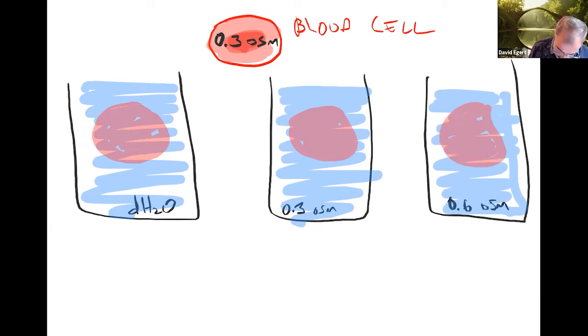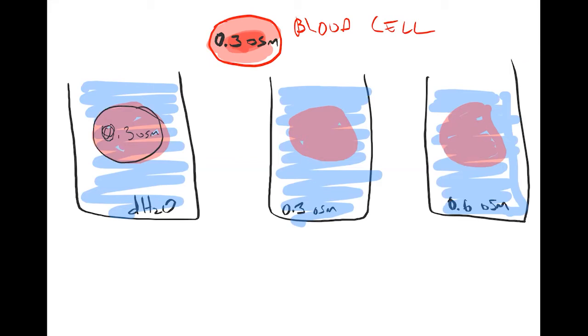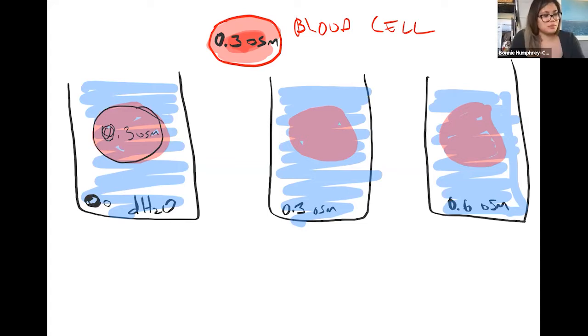So in this first case, again, we always start with what is in the cell itself, and we know that within the cell is 0.3 osmolar. What is the osmolarity of distilled water? How many particles per liter do we have in total in pure distilled water? Zero. There's nothing dissolved in there. So I have 0 outside and I have 0.3 inside.